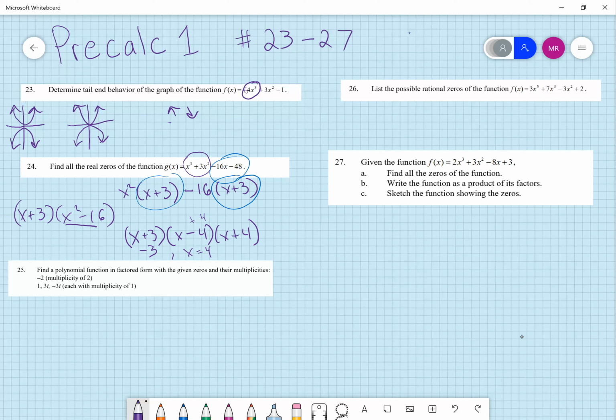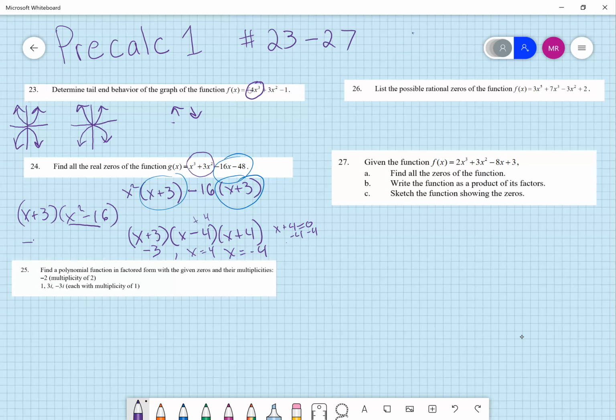And this last one, x plus 4, if I set that equal to 0, I would subtract 4 from each side, leaving me with x equals negative 4. So all the real zeros are negative 4, negative 3, and positive 4. There we go. Now we're going to find a polynomial.